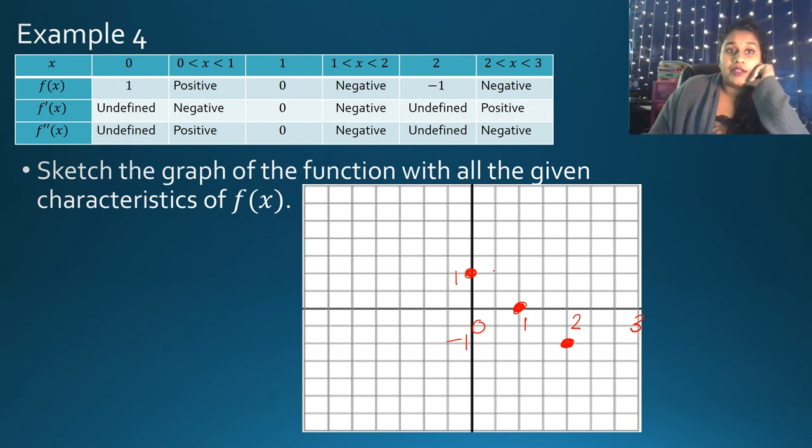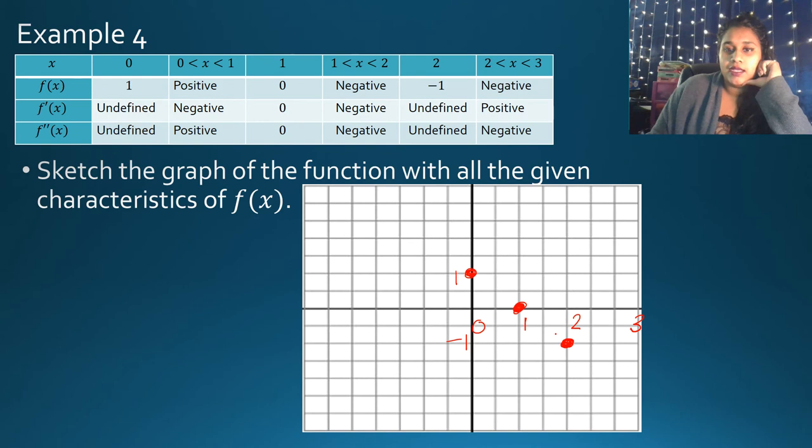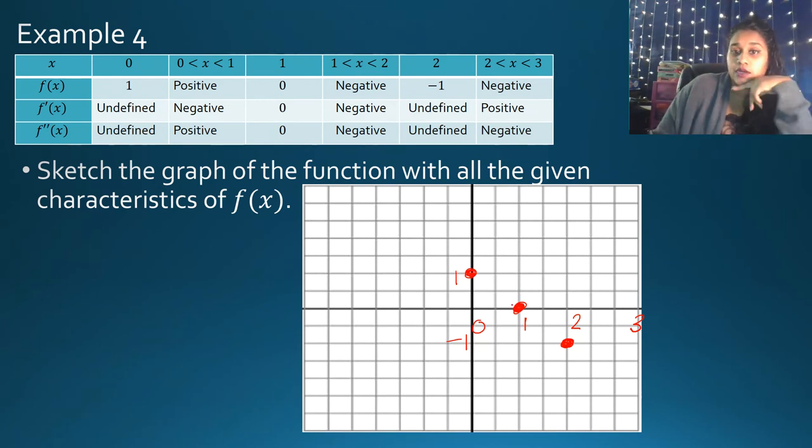And so now I look at my first derivative. My first derivative is undefined at this point. Okay, so it's an endpoint. Makes sense that it's undefined. At 2, undefined could mean a couple things. It could mean that there's a min there or a max there or something funky is happening. Then I check what my derivative is doing. My derivative is negative between 0 and 1.